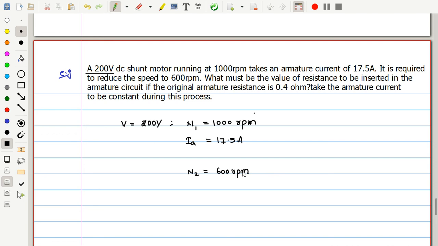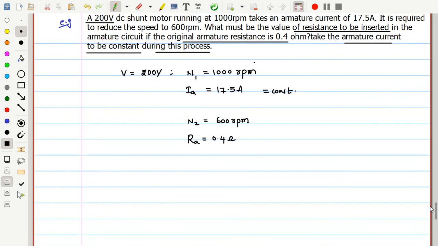N2 is 600 rpm. What must be the value of the resistance to be inserted in the armature circuit if the original armature resistance is 0.4 ohms? That means RA original is given already, 0.4 ohms. How much additionally do I need to put on that? That is the external resistor, so that the speed is reduced to this value. It is below base speed. This may be the rated speed. Below that speed I want to bring the machine. Take the armature current to be constant. In this process, armature current IA is constant.